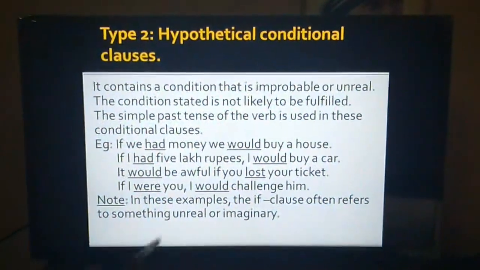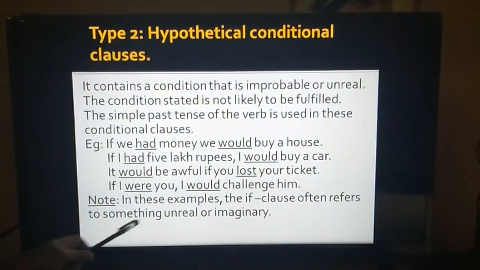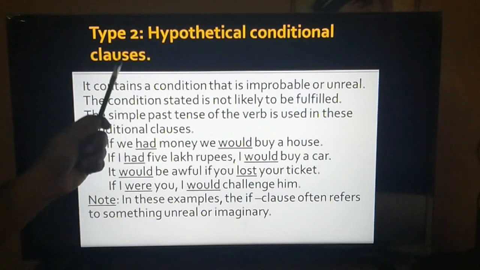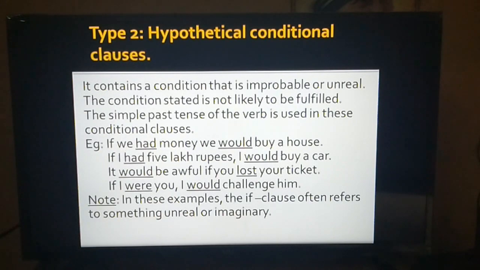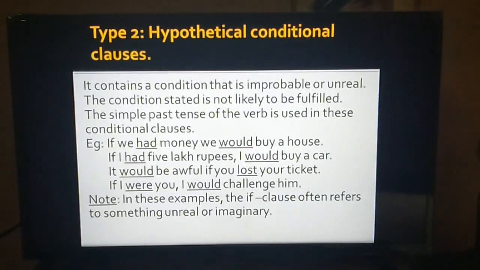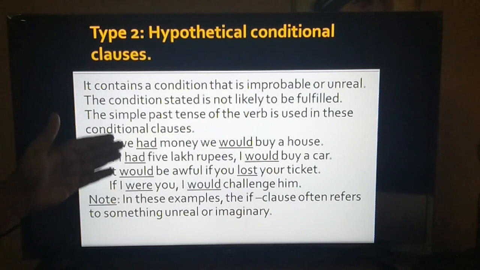In these examples, the if clause often refers to something unreal or imaginary. We have already seen that. Type 2, hypothetical condition. Hypothetical means we are inferring something not based on any reality. We know certain facts, but we are imagining here. Hypothetical means imagining, imagination. In grammar, when you talk about hypothetical, that is purely imagination. Maybe in the other sense, hypothetical may not always be imagination, but here it is purely imagination. Unreal. There is no possibility of it taking place later.